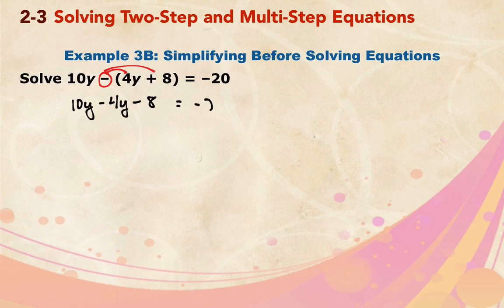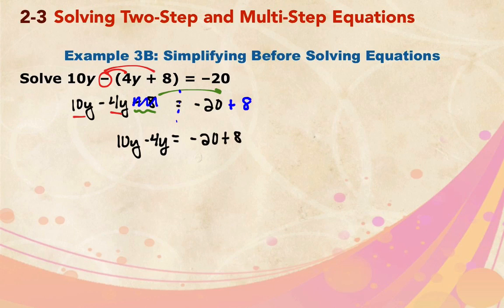equals negative 20. So now since I've gotten all my terms all by themselves, I can move things around if I need to. All my letter terms are on my left, so I'm good. Now I'm just going to take my number term and slide it to the right. And take it through the warp zone here, the inverse zone, change it up and make this a positive 8. So now I've got 10y minus 4y equals negative 20 plus 8.